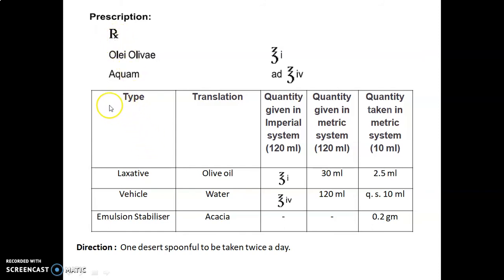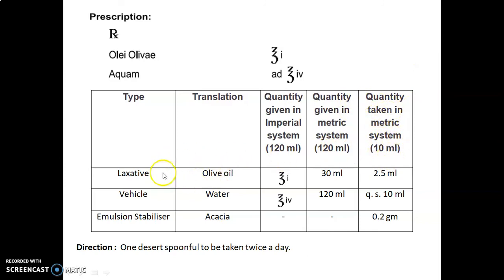We have this formula table, that is type means category, use or role of ingredient, translation means name of ingredient, quantity given in the imperial system for preparing 120 ml, quantity given in the metric system for preparing 120 ml, and this is the quantity taken in the metric system to prepare up to 10 ml.